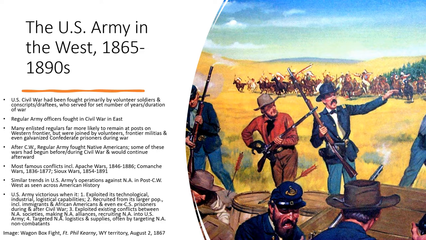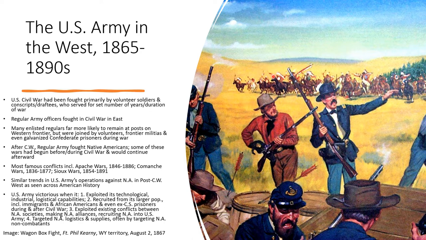These were called galvanized soldiers, and they were sent to fight for the U.S. Army against Native Americans towards the end of the Civil War. And of course, there is some alliance with militias and civilians, as you can see in this slide here from the Wagon Box fight in 1867.